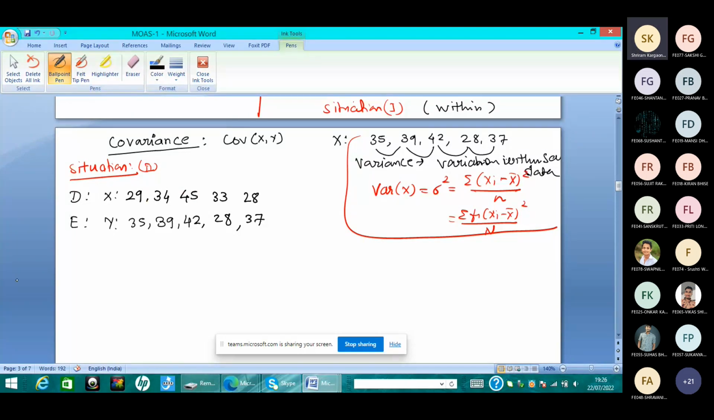Okay, so what is covariance? Now here I am studying the difference between, understand the word, between the first student of D division and the first student of E division, and so on, second and second, third and third, fourth and fourth, and fifth. So indirectly I am studying the variation between x1 and y1, x2 and y2, and so on.